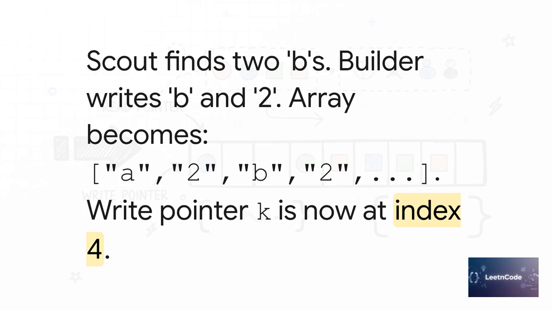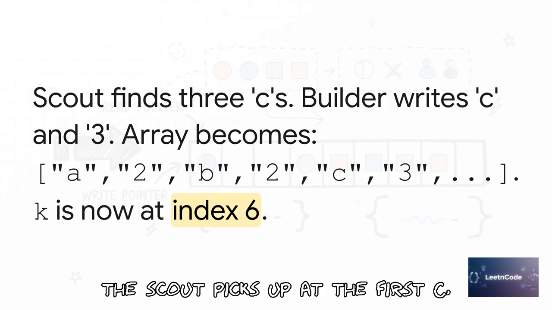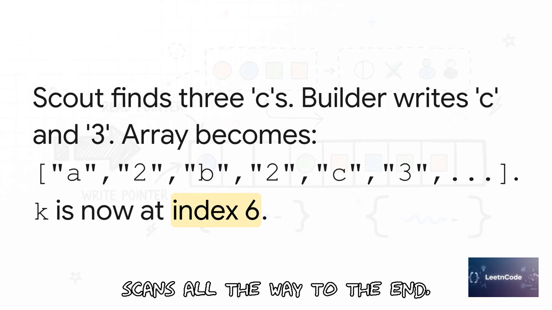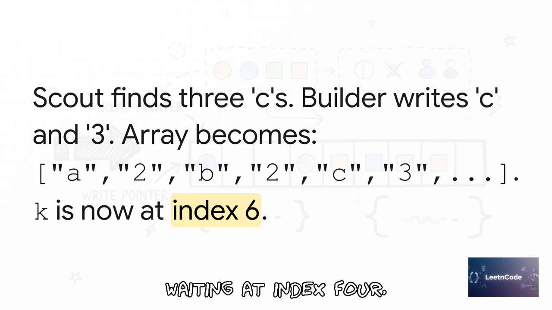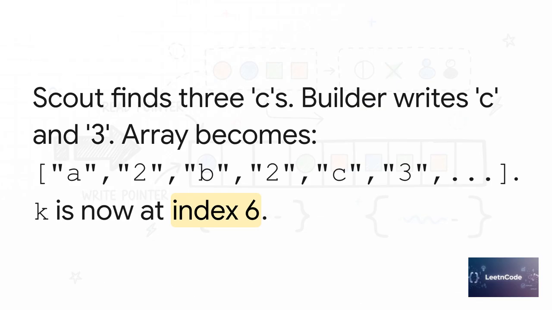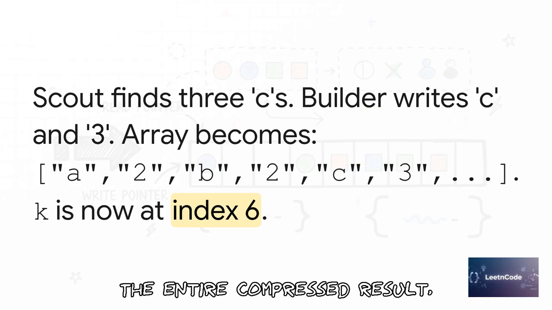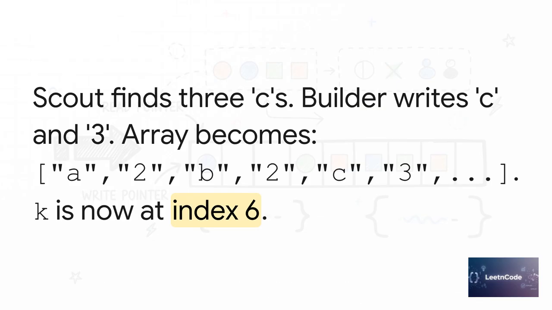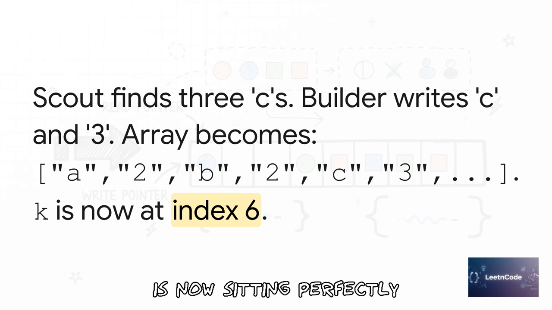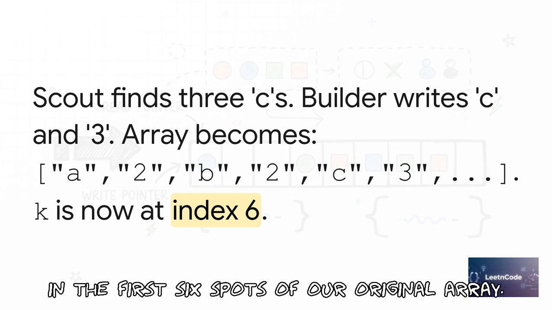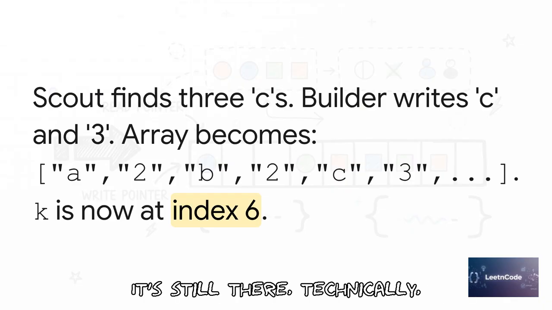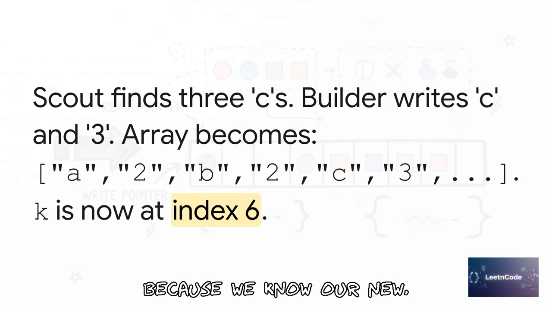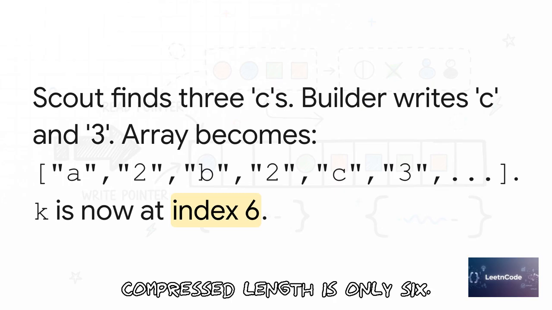You see the pattern? And for the final group, the scout picks up at the first C, scans all the way to the end, and finds a group of 3. The builder, waiting at index 4, writes C and then 3. It now comes to rest at index 6. And check it out, the entire compressed result, A2, B2, C3, is now sitting perfectly in the first 6 spots of our original array. And that leftover C at the very end, it's still there technically, but it doesn't matter, because we know our new compressed length is only 6.